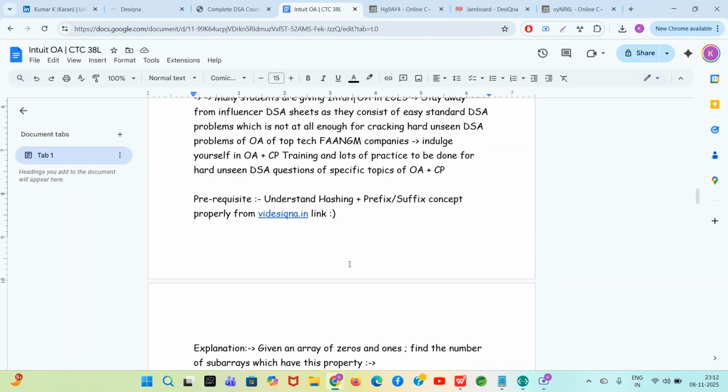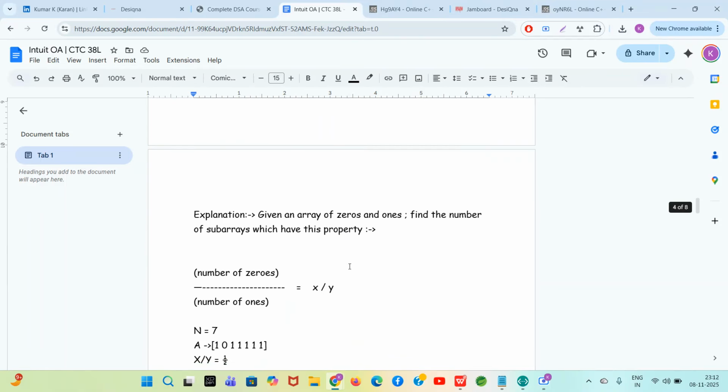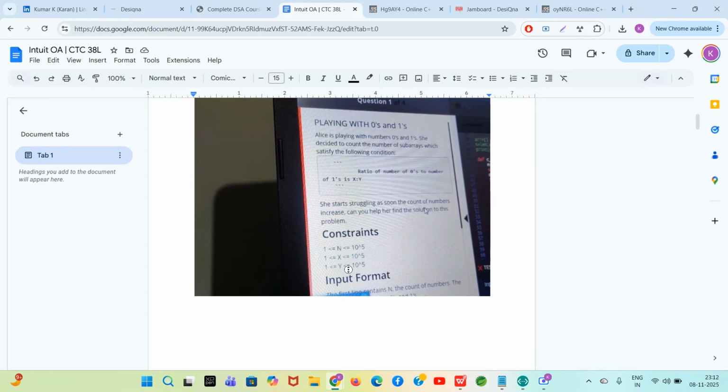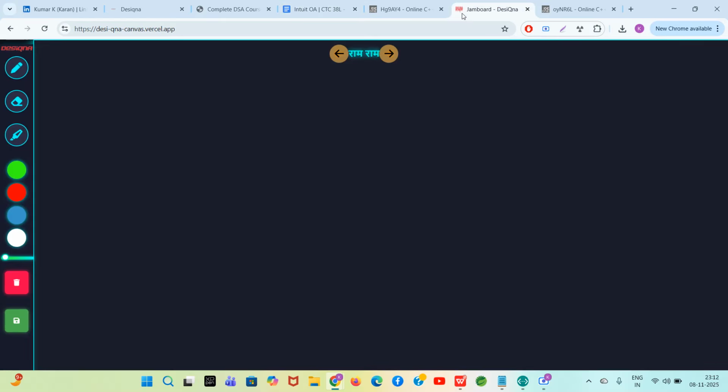So guys, this was the problem which was asked. You can see here, given a binary array, they are asking how many subarrays in the given array are valid. That's what they are asking.